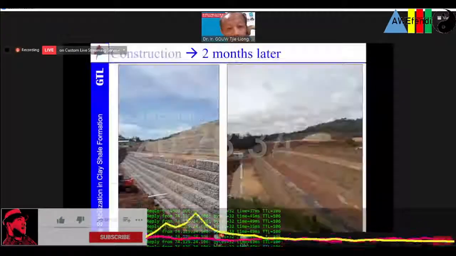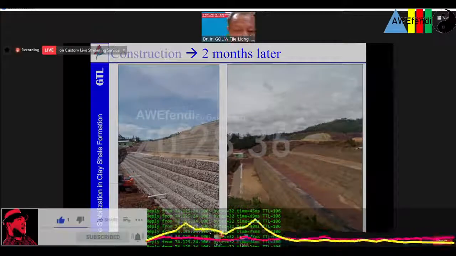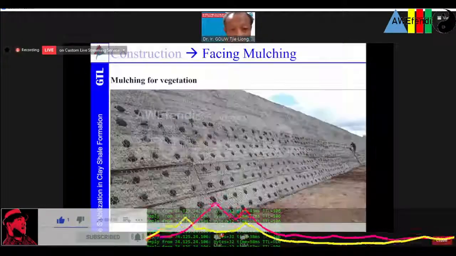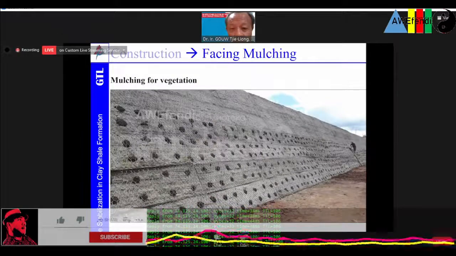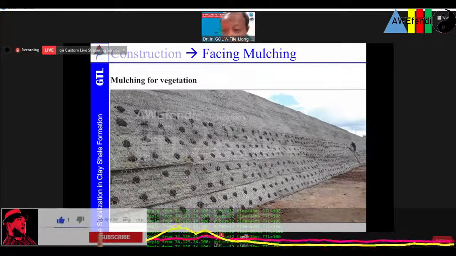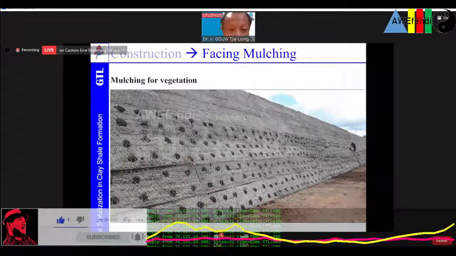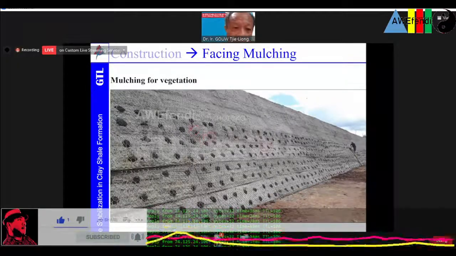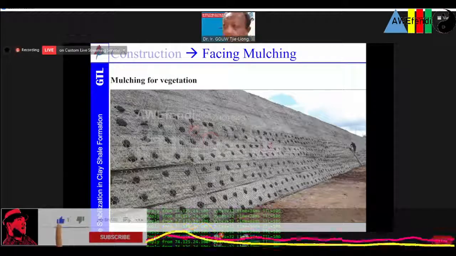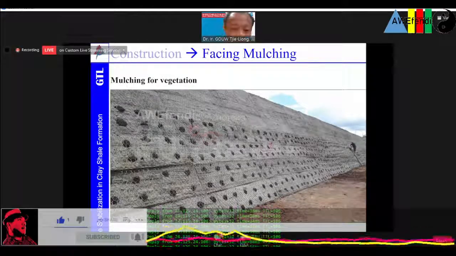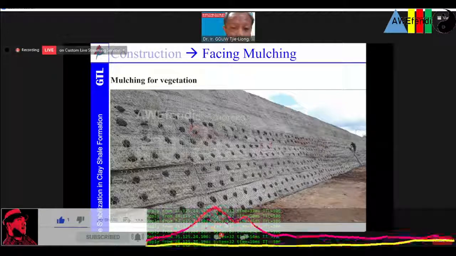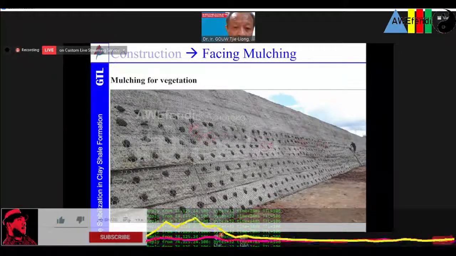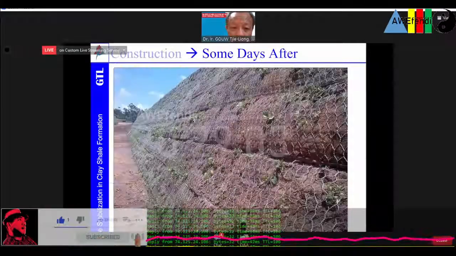And this is the mulching for the vegetation, for the green terra mesh we showed just now. Then we start putting some mulching, for the vegetation to grow the grass over there. This is the grass started to grow. You can see it started to grow in just about probably 3 weeks. Three weeks' time, and then the vegetation is growing. You can see over here is already quite a lot.